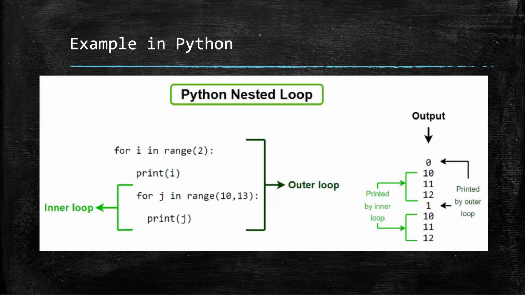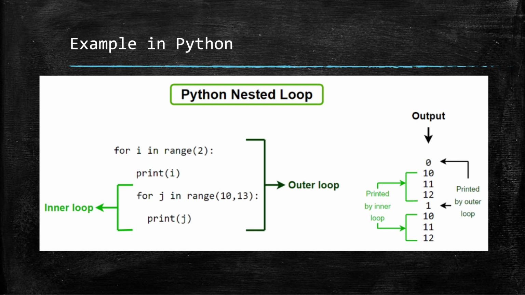So here we can see a for loop, which says for i in range of 2, print i, which means the value of i. That's the outer loop. The inner loop is for j in range of 10 and 13, print j. So this is the inner loop. Now we can see the output is 0, 10, 11, 12, 1, 10, 11, 12.